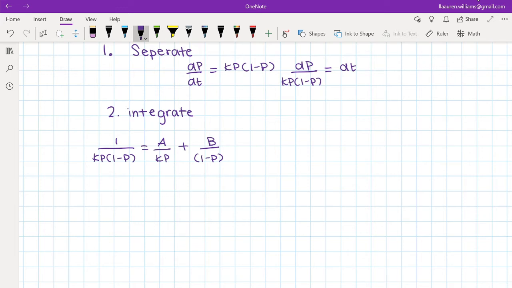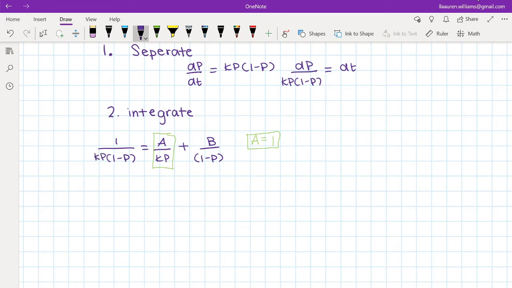So in order to do this, we're going to do the cover-up method for this one, and we're going to take this term here, and we're going to find whatever makes that term 0. So in this case, the only variable is P, so P would be 0, would make that whole term 0. And then you're going to cover up kP here, and you're going to put in 0 for P. That would give us 1. That means A is equal to 1.